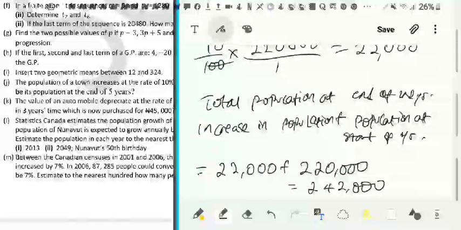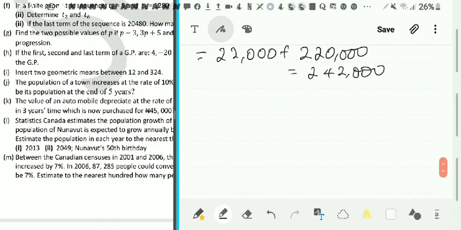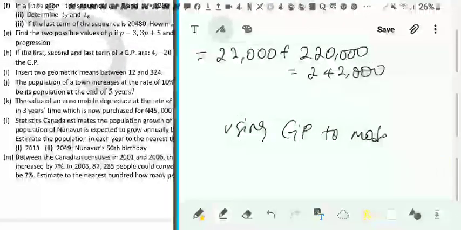So you can go on and on like this till you get to the end of the fifth year, but that's just if you are solving normally, and it will defeat the purpose of the geometric progression. When you can model things like this in a geometric way, why waste your time going through a lot of stress? So let's model it using the geometric progression, using GP to model this.